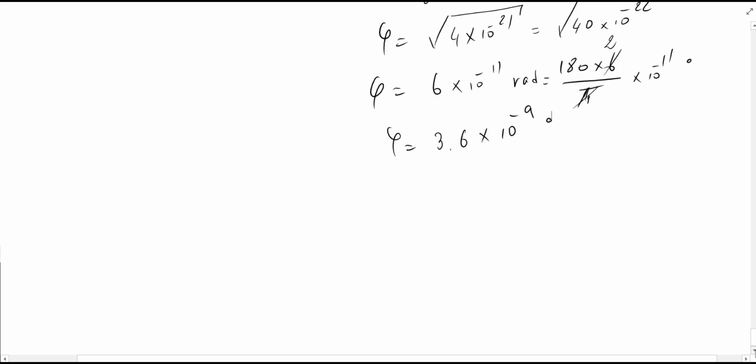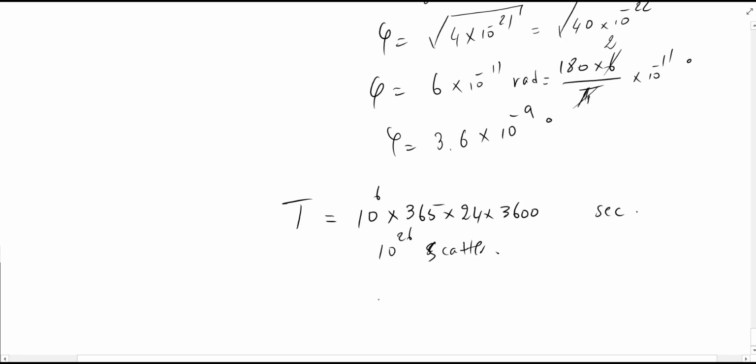So it takes a million years for light to travel, which is 10 to the power 6 years, and a year is 365 days, and a day is 24 hours, and an hour is 3600 seconds. So this is how many seconds for light to travel from the core all the way to the surface of the sun. In doing so, it's going to suffer 10 to the power 26 scattering events, if you wish, quantum scattering.